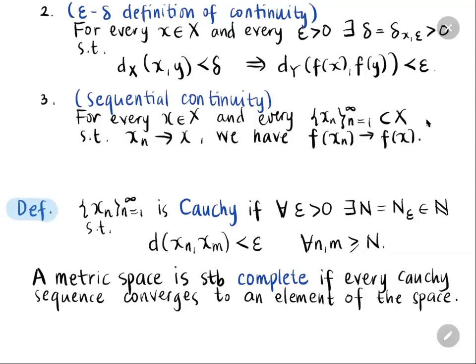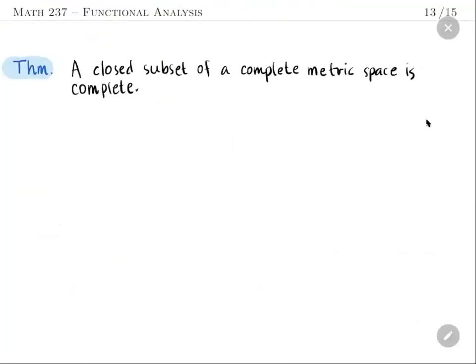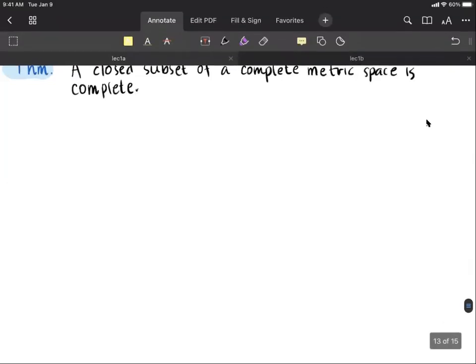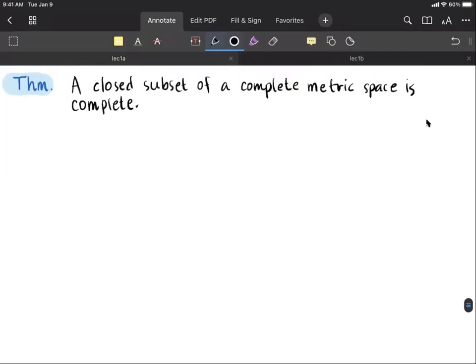Before going to the significance of completeness, let us prove the following theorem. A closed subset of a complete metric space is also complete. So let us look at the proof of this simple fact.